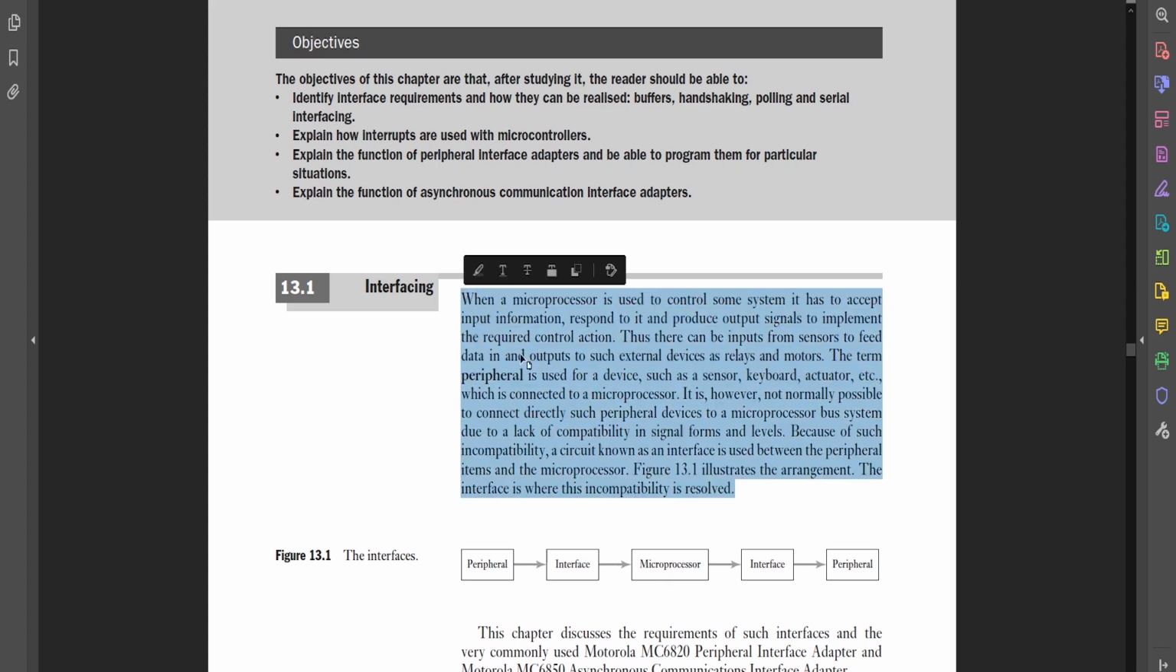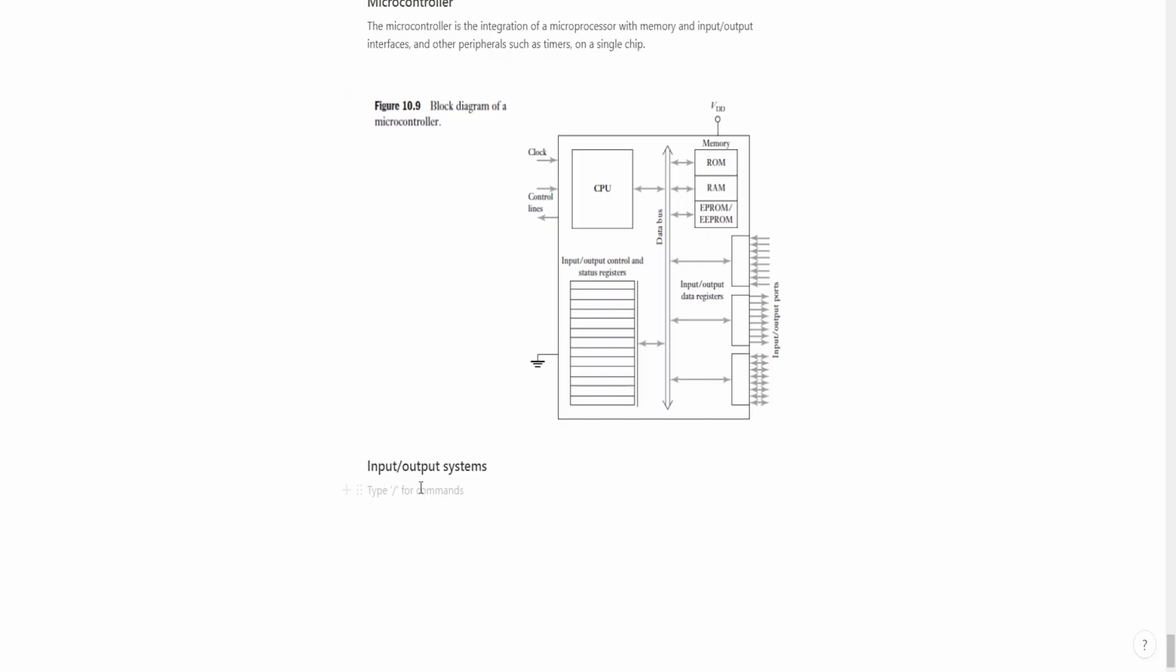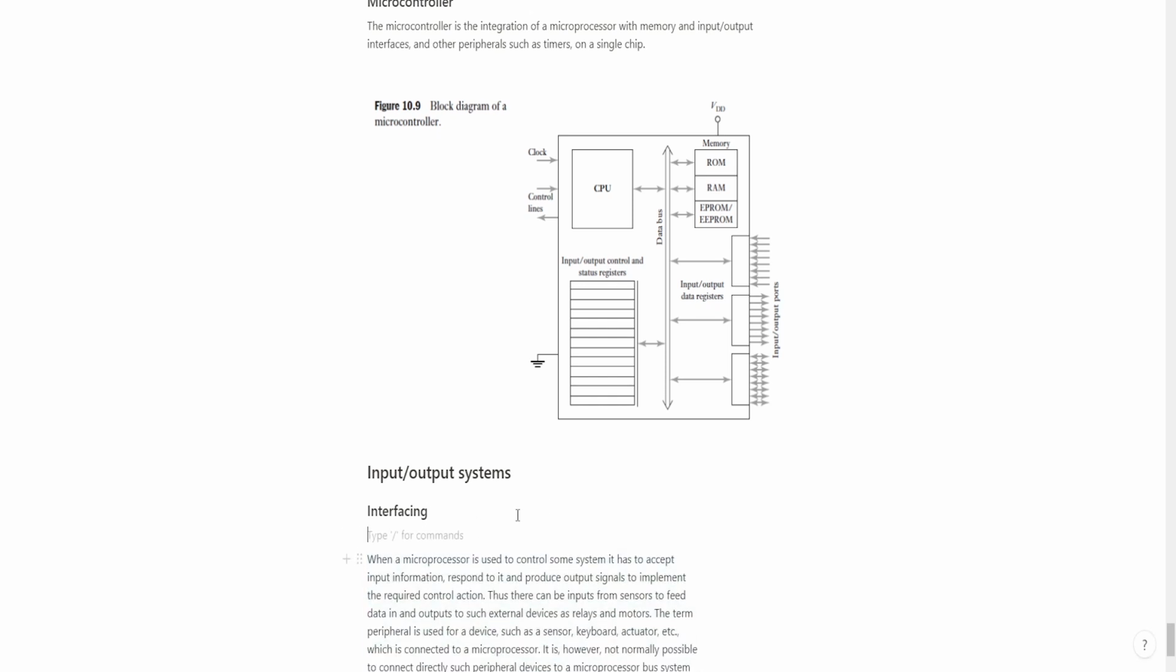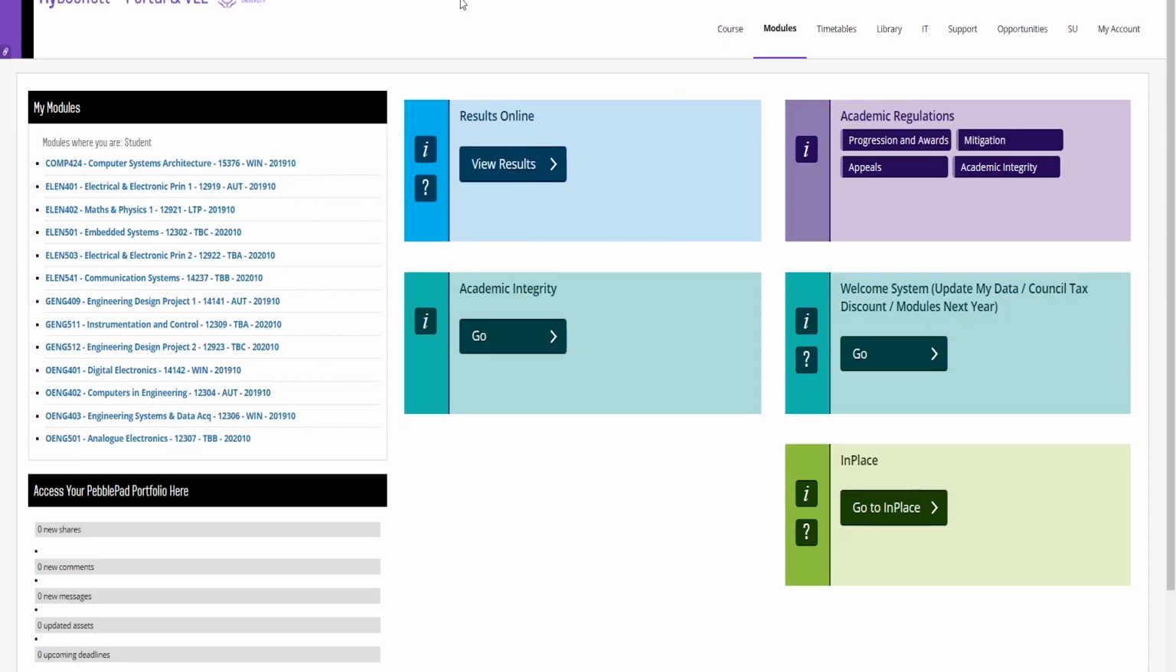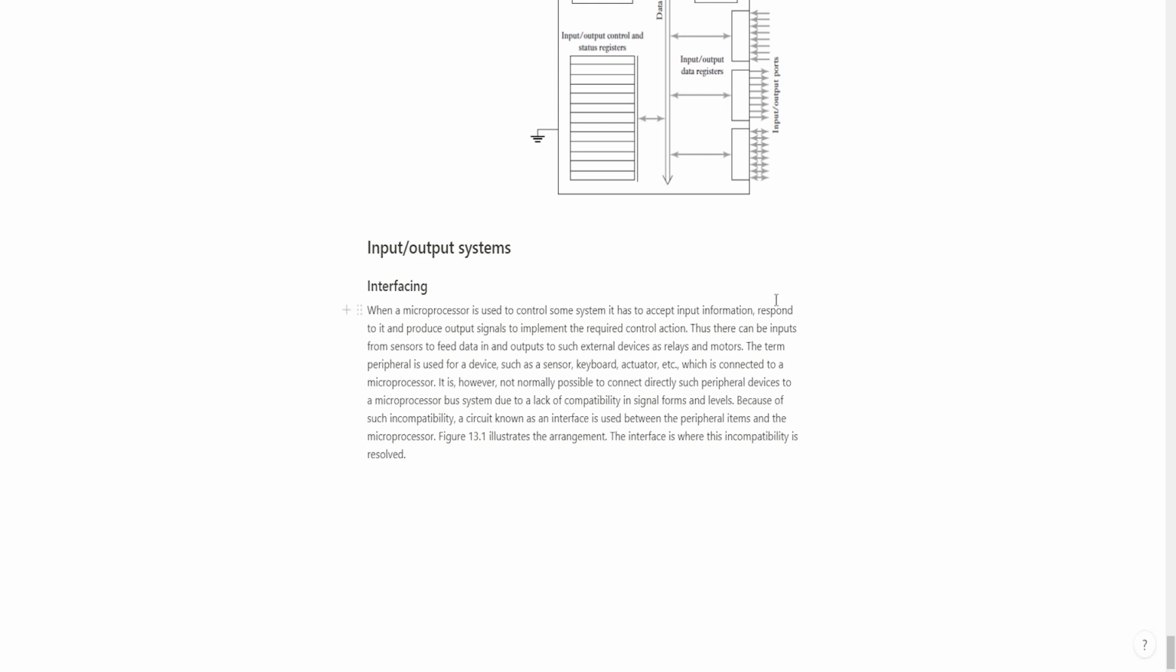Okay, so I kind of want all of that information there because that's quite good information. Interfacing, this and that. It's frustrating how Notion copy and paste works. Very frustrating. Anyways.